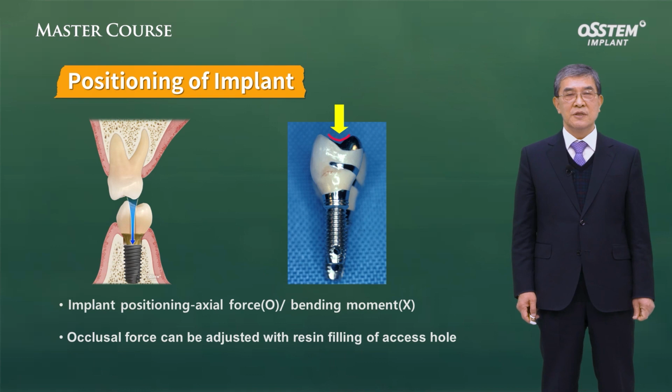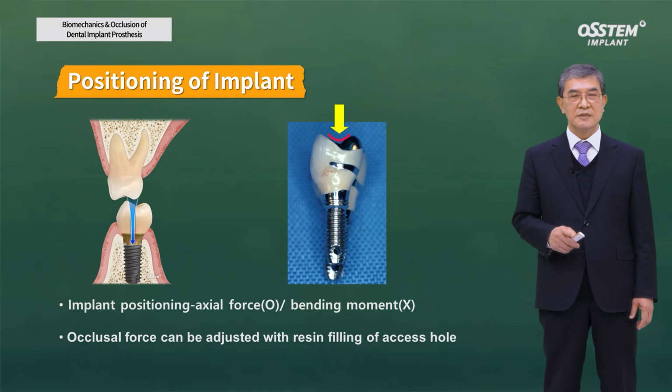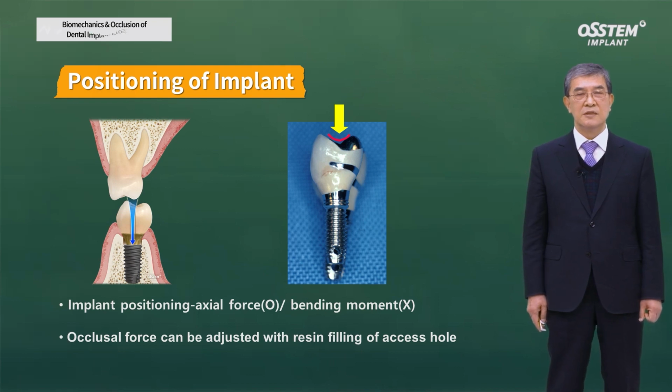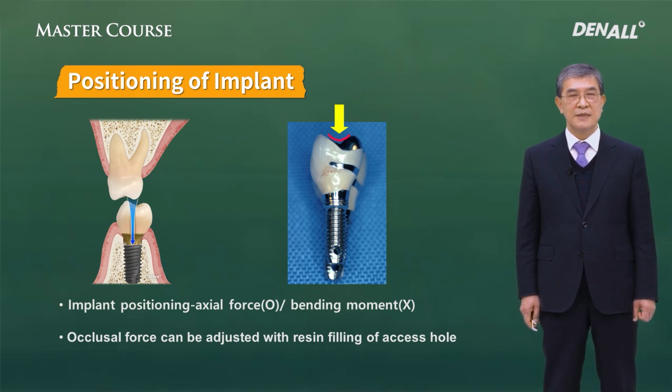Next is implant position. By implant position, the occlusal force transferred from the antagonist should be in axial force. Axial force should be applied. If you look at implant, it can withstand axial force, but it is very susceptible to lateral force. It is very vulnerable. Therefore, we need to find the right implant position so that axial force is applied by the antagonist.